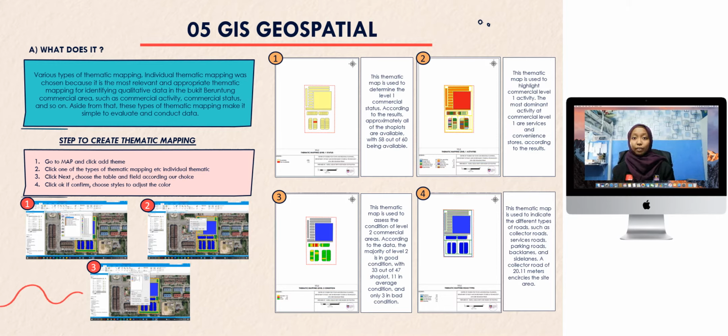And the last thematic mapping is to indicate the type of different roads, such as collector road, service road, parking road, backland, and sideland. For information, a collector road of 20.11 meter encircle the entire site area.